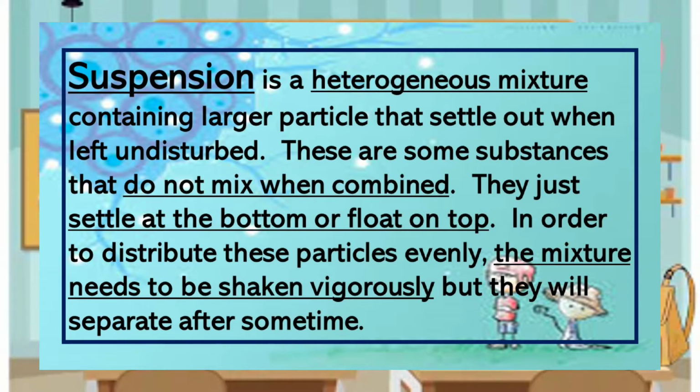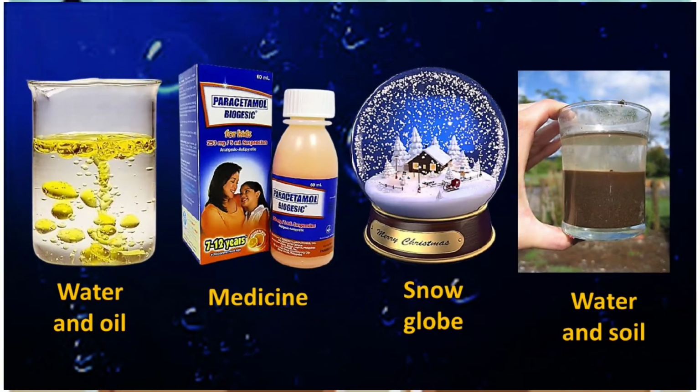In order to distribute these particles evenly, the mixture needs to be shaken vigorously. A mixture of oil and water is a suspension. You can mix oil and water together and shake as hard as you like, but they will separate after some time. Here are examples of suspensions. Water and oil mixture. A medicine in suspension formula. A Christmas decor like a snow globe, and a mixture of water and soil.